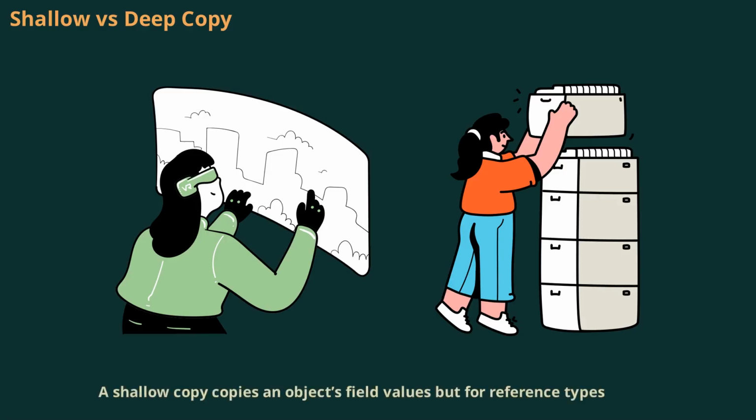A shallow copy copies an object's field values, but for reference types, only the reference is copied. Both the original and the copy point to the same object in memory. A deep copy, on the other hand, recursively copies all referenced objects, ensuring that changes to the copy do not affect the original. This distinction is vital for understanding object cloning and memory management in Java.